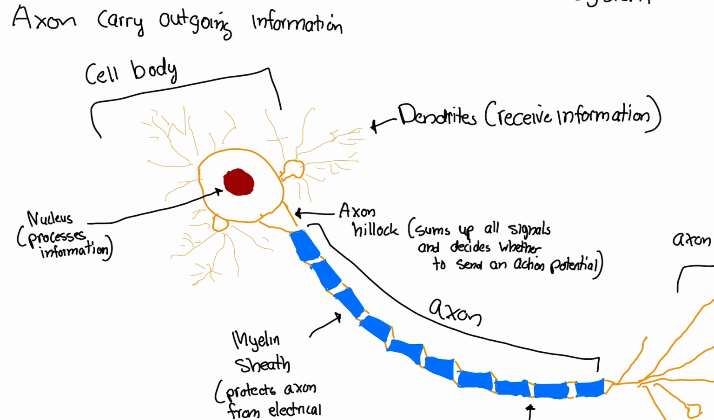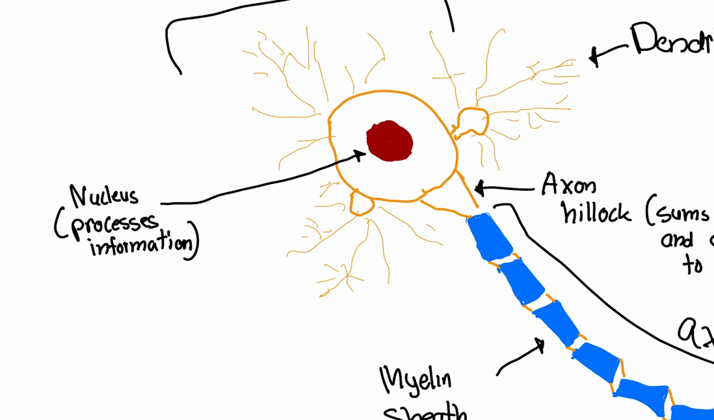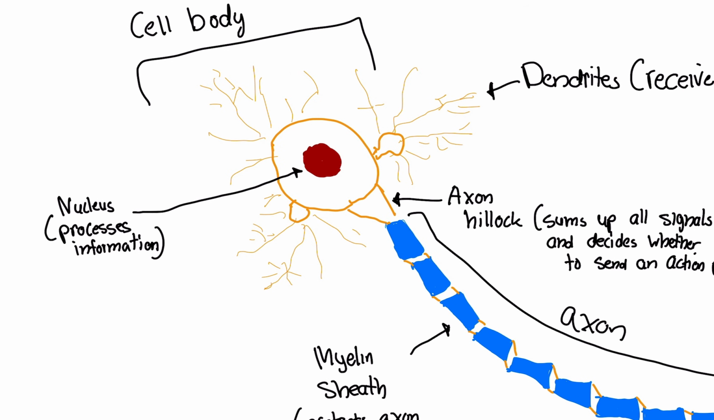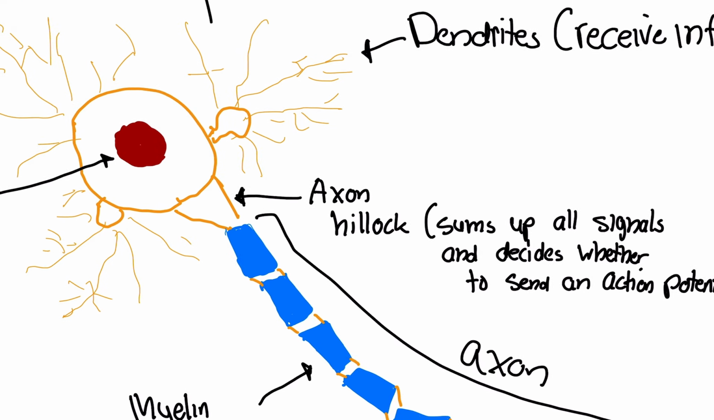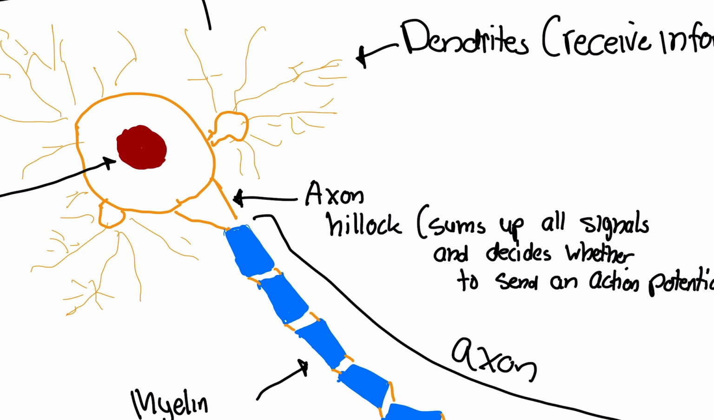So what happens is the signal goes to the nucleus, which is the red thing, and it gets processed. We're gonna make do with the information that's coming in. Then we go over to the axon hillock. It sums up all the signals that have been received by the dendrites, and it decides whether to send an action potential. An action potential is basically like a lightning strike or an electrical signal. That's literally what it is.